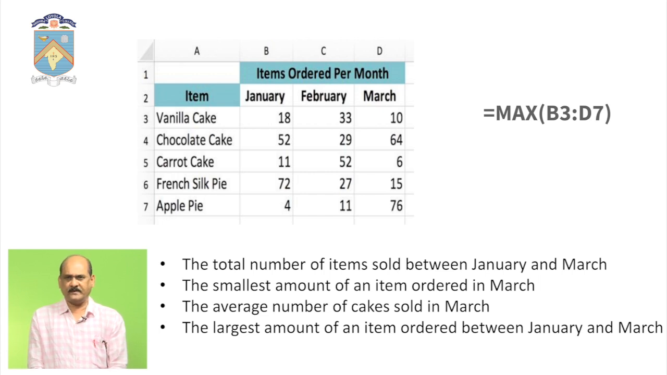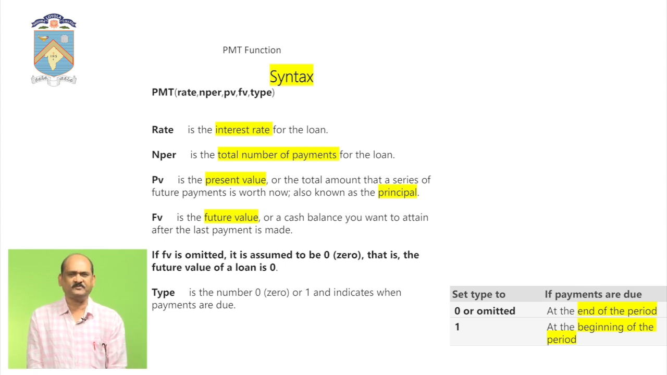To conclude, Excel has several hundreds of functions built in, and the commerce students have some specialized functions exclusively for accounting and financial management. Of these, the PMT function, for example, you see on the screen the syntax: PMT parenthesis rate, NPER, PV, FV, type. These are all arguments required for Excel from the user.